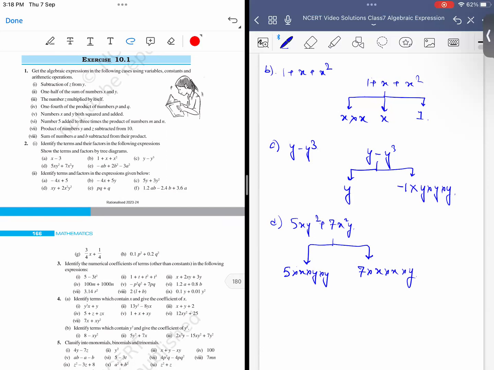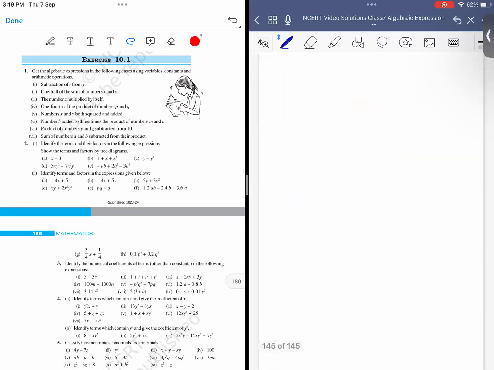Next, for the same question, second part. Identify terms and factors in the expressions given below. Minus 4x plus 5. So the terms are minus 4x, so its factor is minus 4 into x, and 5 is just another term. Likewise, the B part is also the same.